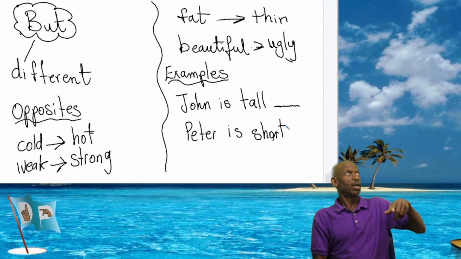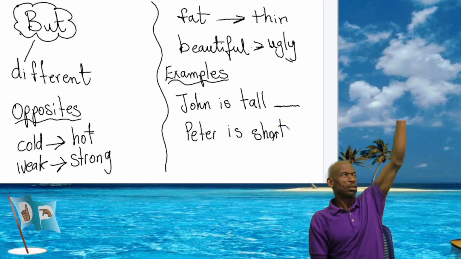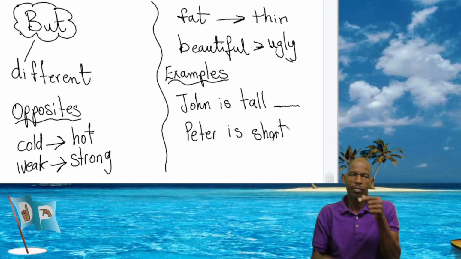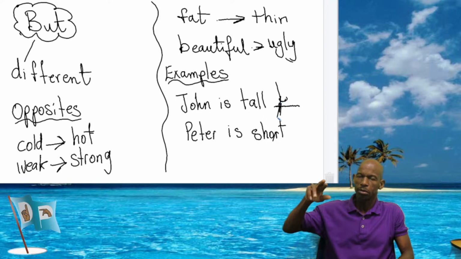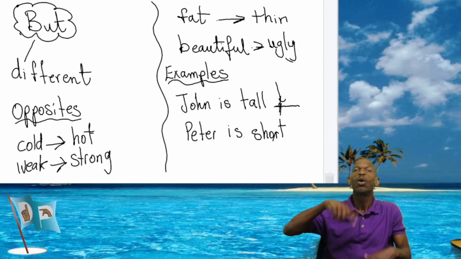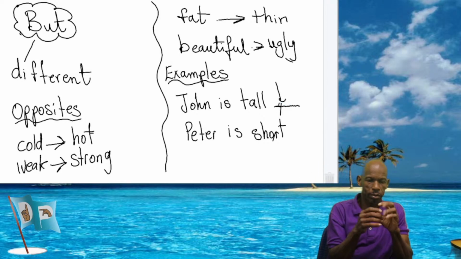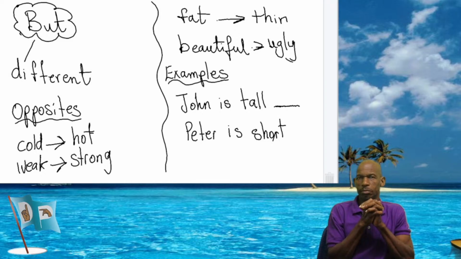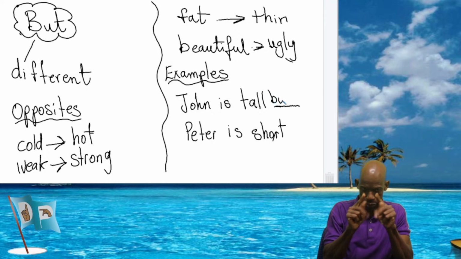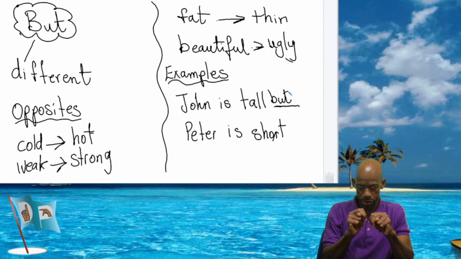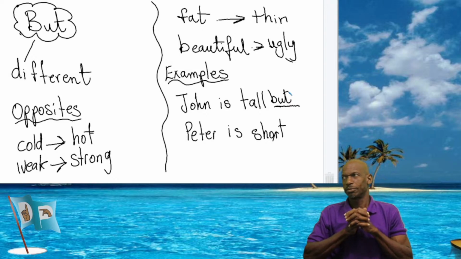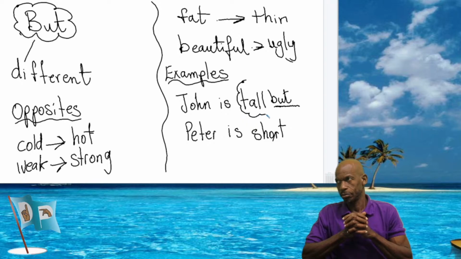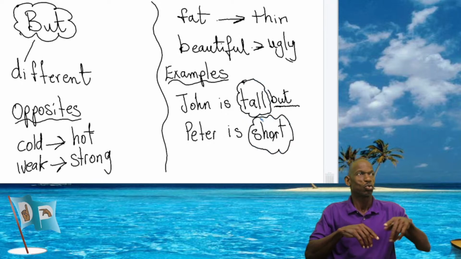To join these two parts of the sentence, we use the word "but." And I am really sad that I put that in that side. Let's see how we can get it back. All right, let me write that word again. "But." To join both of them, I use "but" because these two words, tall and short, are opposites.